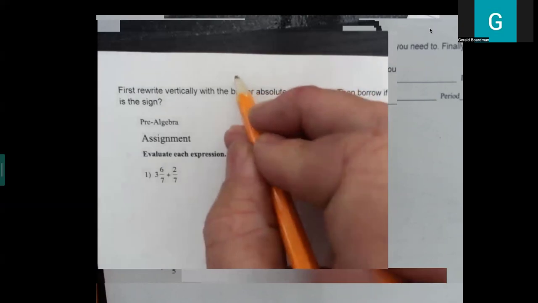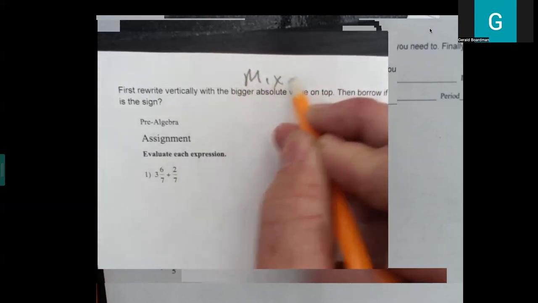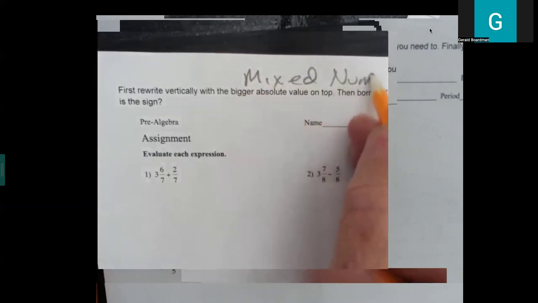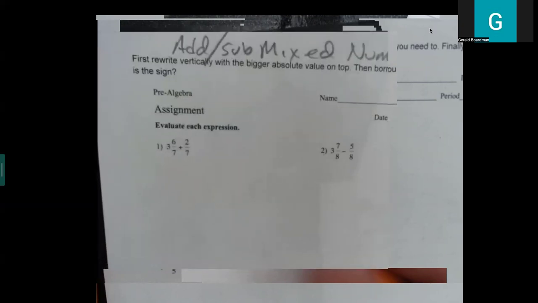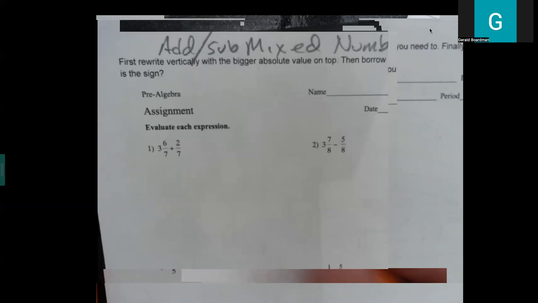There we go. So today's topic is adding and subtracting mixed numbers. If you want to put that in your index or your glossary, it's add and subtract mixed numbers. And a lot of you try to do this and get it wrong. Really, no fault of your own.